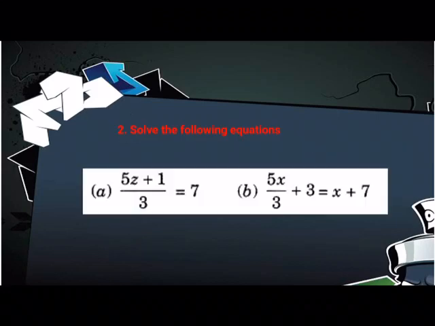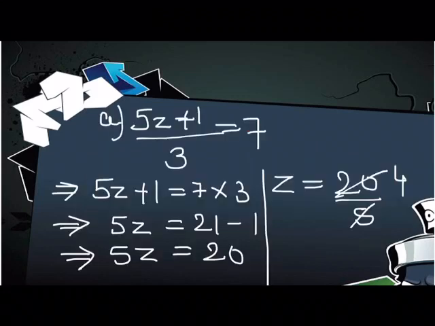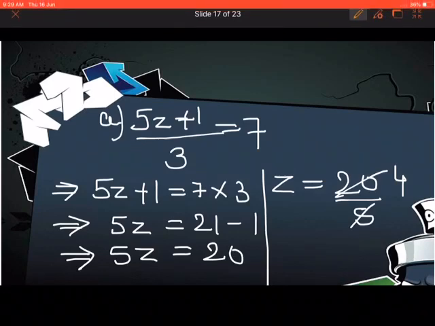Now the second question is, you have to solve the given equation. 5z plus 1 upon 3 is equal to 7. Okay. So I'll show you how I solved it. 5z plus 1, and then I transferred 3 to this side, and changing the side, the sign will also change and division will be converted to multiplication. So this will be 21, and again 21 minus 1 is equal to 20. So 5z is equal to 20. So what is the value of z? Now we'll be able to find it. It will be 20 upon 5, that is nothing else but 4.